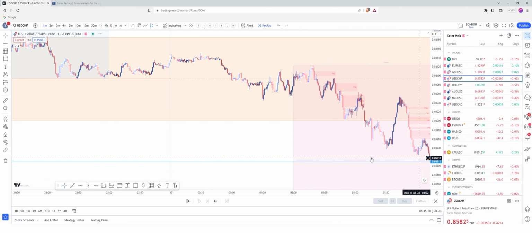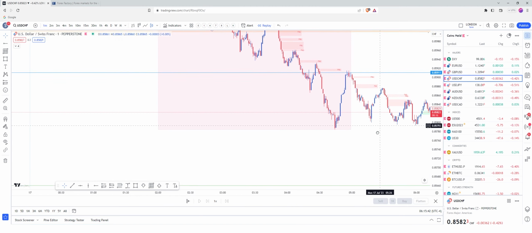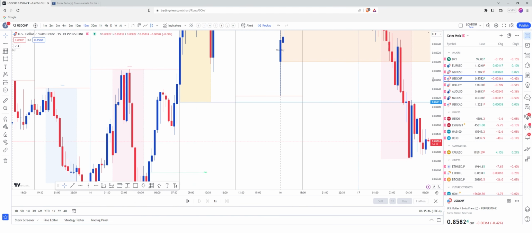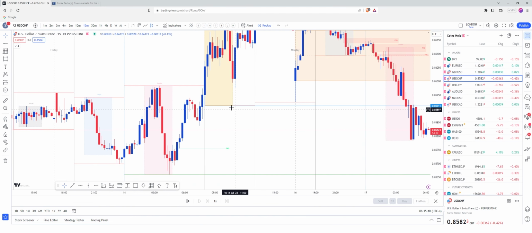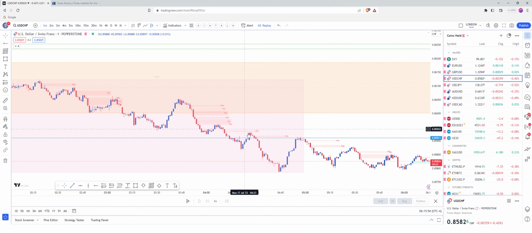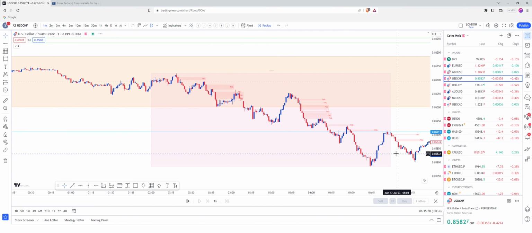On dollar Swiss, there wasn't an entry. So I couldn't see anything on dollar Swiss. We did sweep the New York AM session low from Friday. However, we didn't get a break of structure long entry on here. So price has continued displacing lower before the end of the session. So nothing on dollar Swiss.